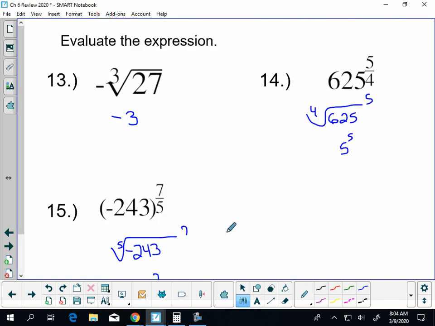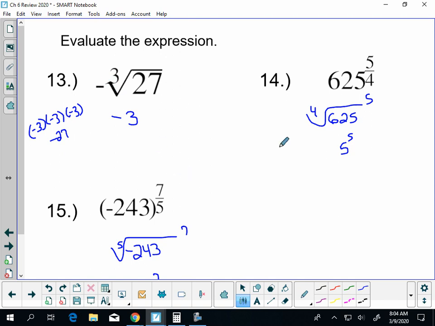On number 13, you're looking for a number times itself 3 times. So what's that going to equal? The first one is negative 3, because negative 3 times negative 3 times negative 3 is negative 27. You can have an odd index and have a negative or a positive on the inside. On this one though, the negative is on the outside, so it's going to make that negative answer no matter what.